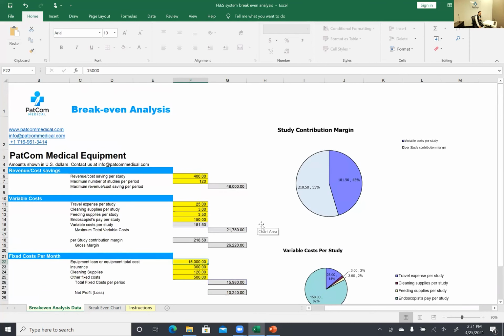Okay, so this is the third scenario that I wanted to show, mobile FEES private practice. Are there any questions maybe? And if there are, feel free to put them in the chat here.